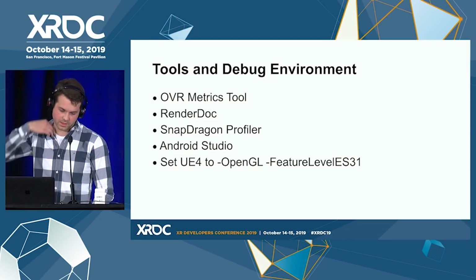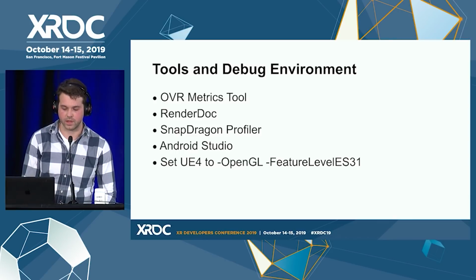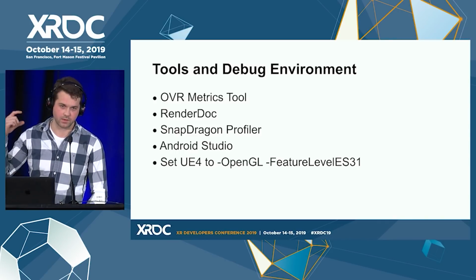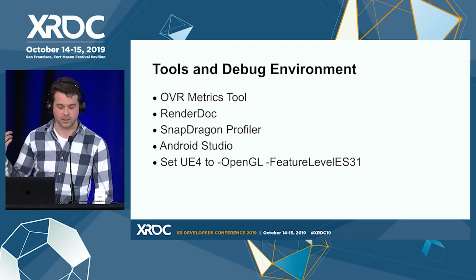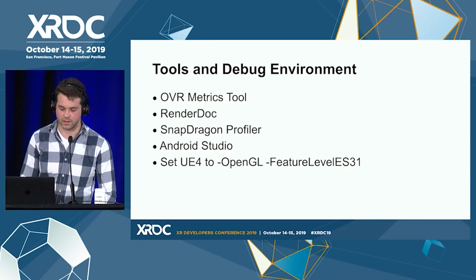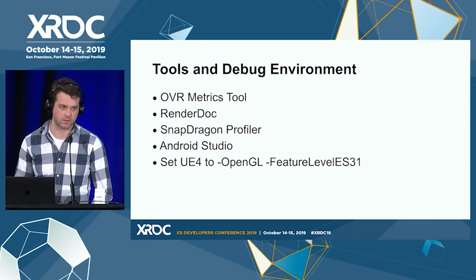So the tools in the debug environment, you have OVR Metrics Tool. That's pretty useful for a heads-up display that gives you some stats, particularly FPS. If you're running a shipping build, you don't have a lot of your tools available. This is a nice handy way to just get some data when you're validating one of those final shipping builds. RenderDoc is really vital.